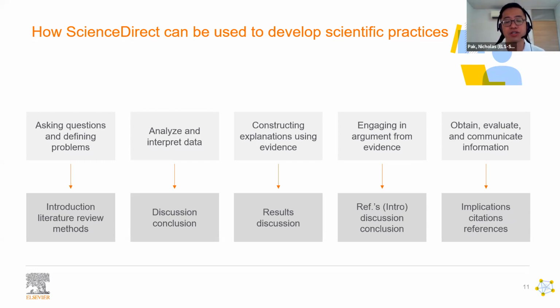You can construct explanations using evidence, and this can be done through results and discussion. You can engage in argument from evidence, and this can be done through the introduction, discussion, and conclusion. And you can obtain, evaluate, and communicate information. Where you can actually improve this is by understanding in your thesis how there can be implications, citations, and references. So ScienceDirect can actually be used to develop scientific practices if you're able to leverage all this and then take it a step forward to implement it in your own research lifecycle when you're writing an article.